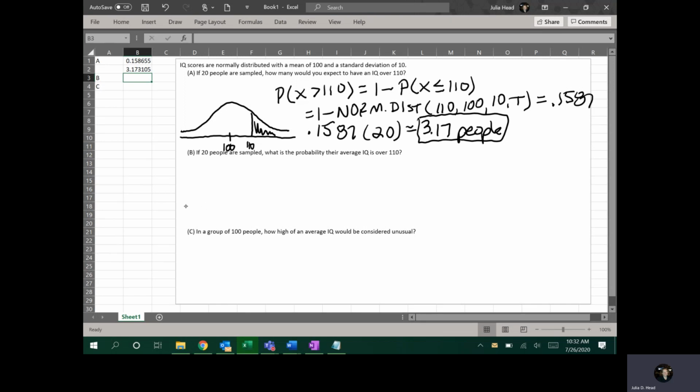So part B, still normally distributed, still draw my picture. The probability their average IQ is above 110. So my picture is going to look completely identical to part A. Mark at 110, shade to the right. But this time it says the probability that their average, so x bar, is greater than 110. Now, since I shaded to the right, or since it's greater than, it's still the complement rule.